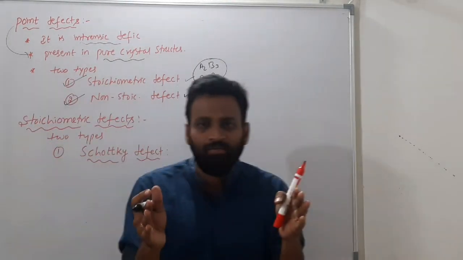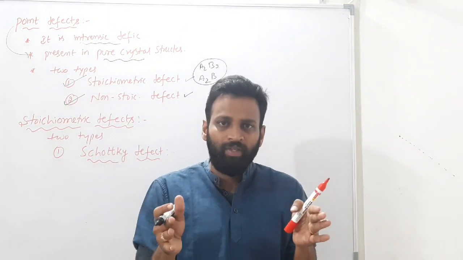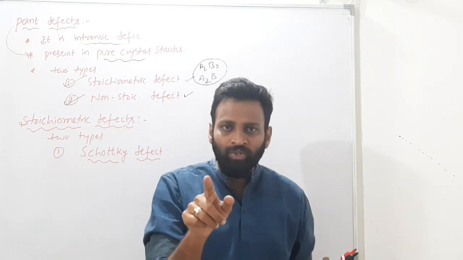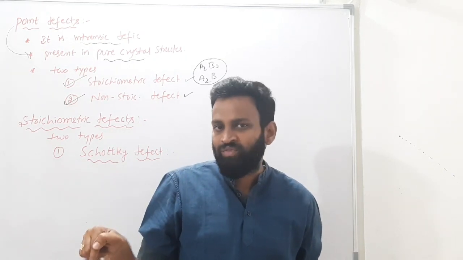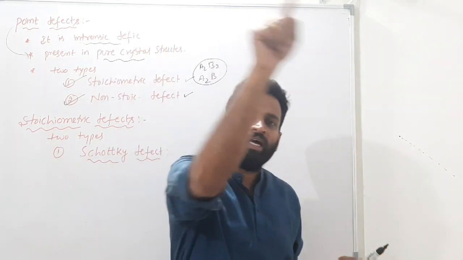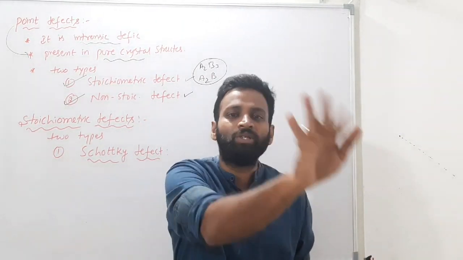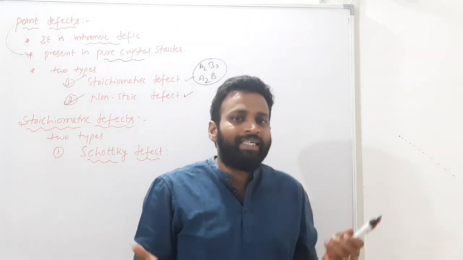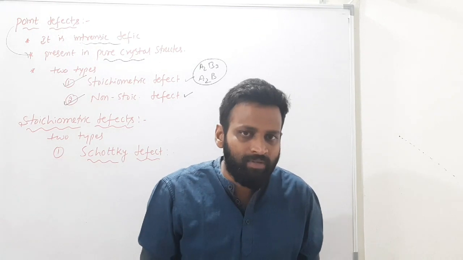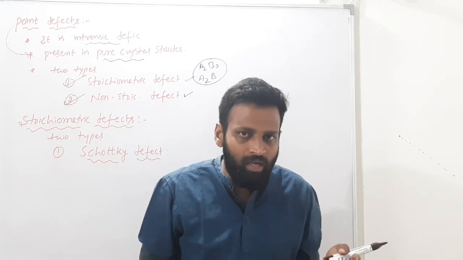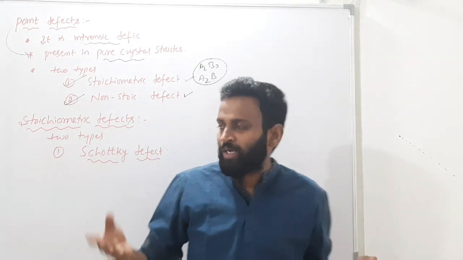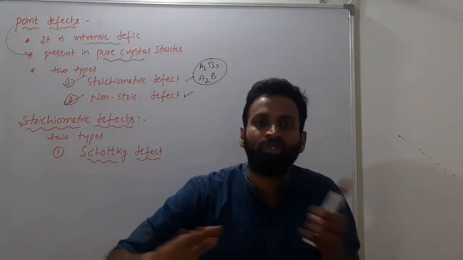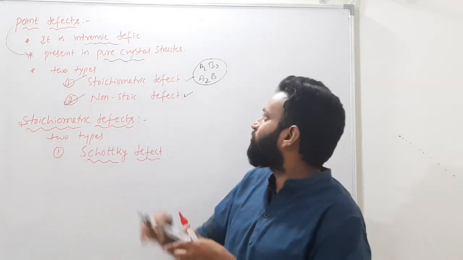In a particular classroom, there are 40 members. One student was initially on the first bench. He was moved to the last bench. His position only changed. Is there any change in the number of atoms? Is there any change in the formula? So no change in formula. That means stoichiometry is not changed. Stoichiometry, in the sense, means formula.